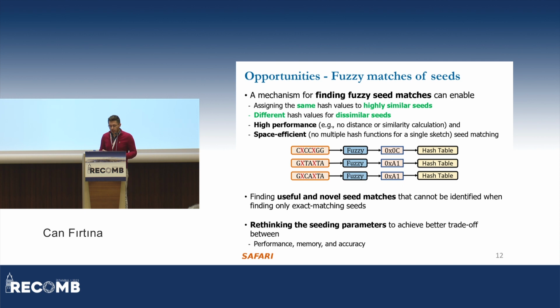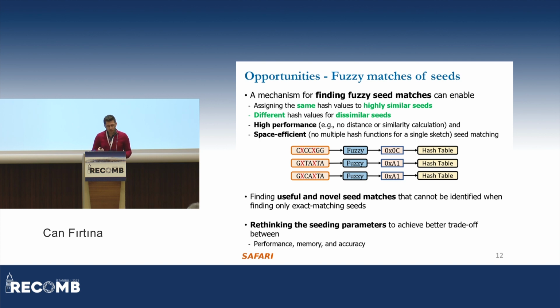So let's look at the opportunities that we may have when finding fuzzy seed matches. A mechanism for finding fuzzy seed matches can enable assigning the same hash values to highly similar seeds. For example, here the seeds are not exactly matching, but a fuzzy seed matching technique could assign the same hash value so that we can find these highly similar seeds by directly looking up their hash values. And of course, we should still be assigning different hash values to dissimilar seeds.